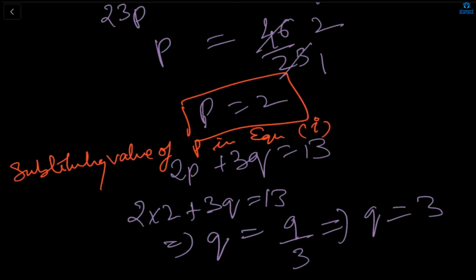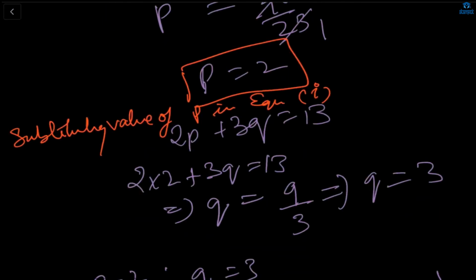So what was equation number first? That is 2p plus 3q is equal to 13. Now in this equation, I'm putting the value of p, which is 2. So we have got the value of q as 3.